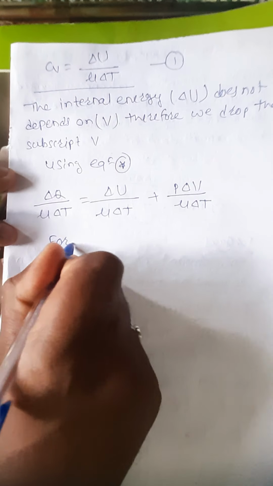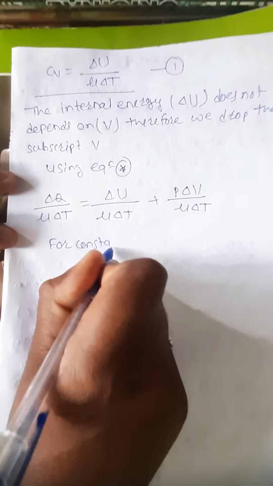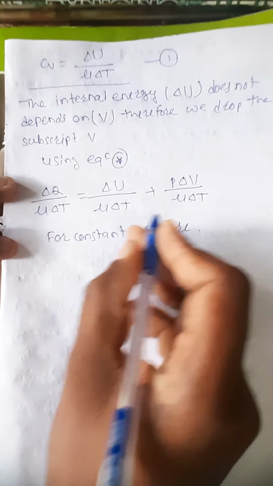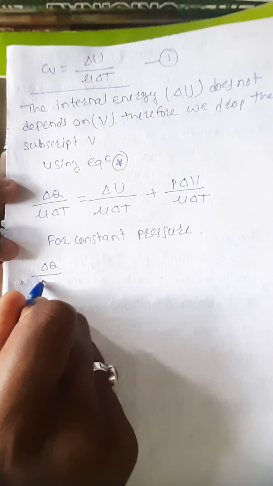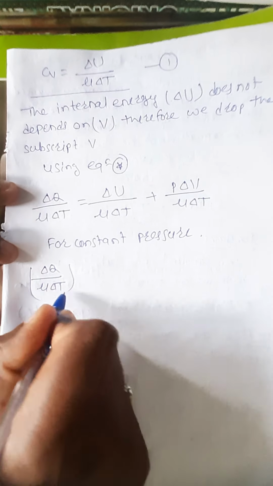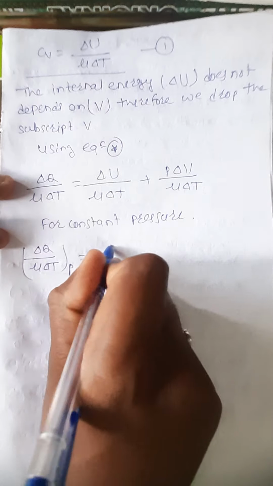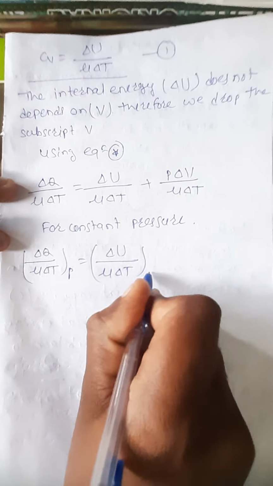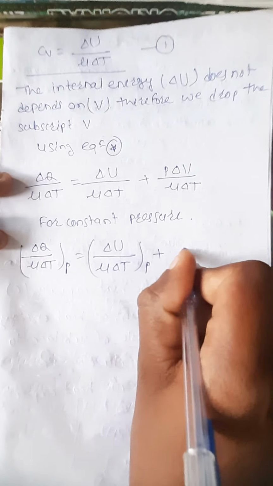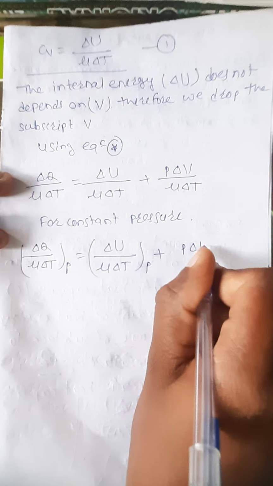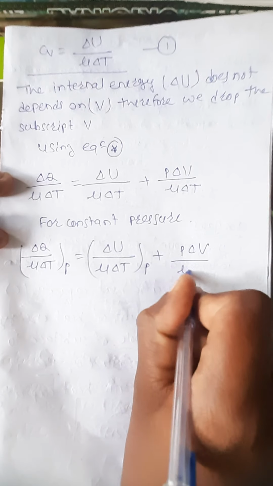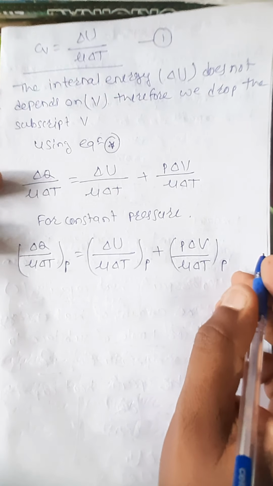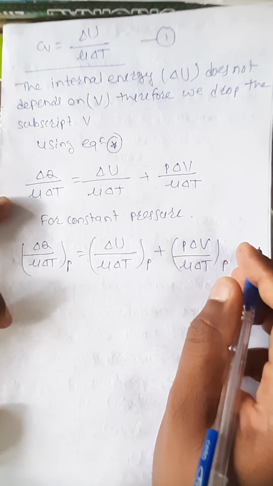Next, for constant pressure, what happens? Delta Q divided by mu into delta T at constant pressure is equal to delta U divided by mu into delta T at constant pressure plus P into delta V divided by mu into delta T at constant pressure.